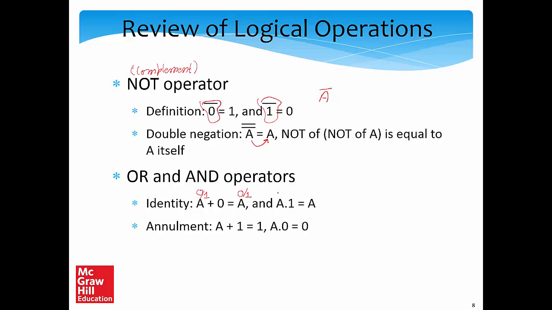Similarly, we can verify the same property for the AND operator. If A is 0, 0 AND 1 is 0. If A is 1, 1 AND 1 is 1.